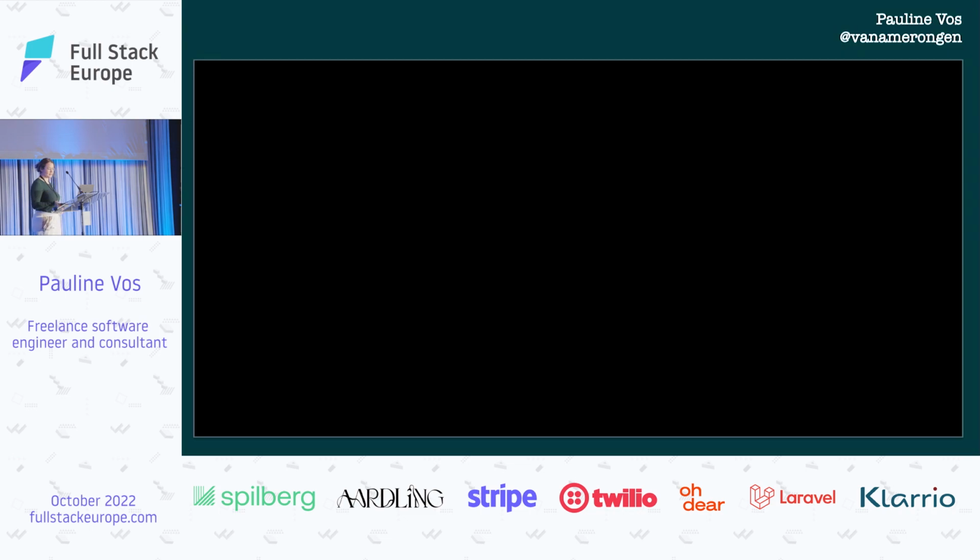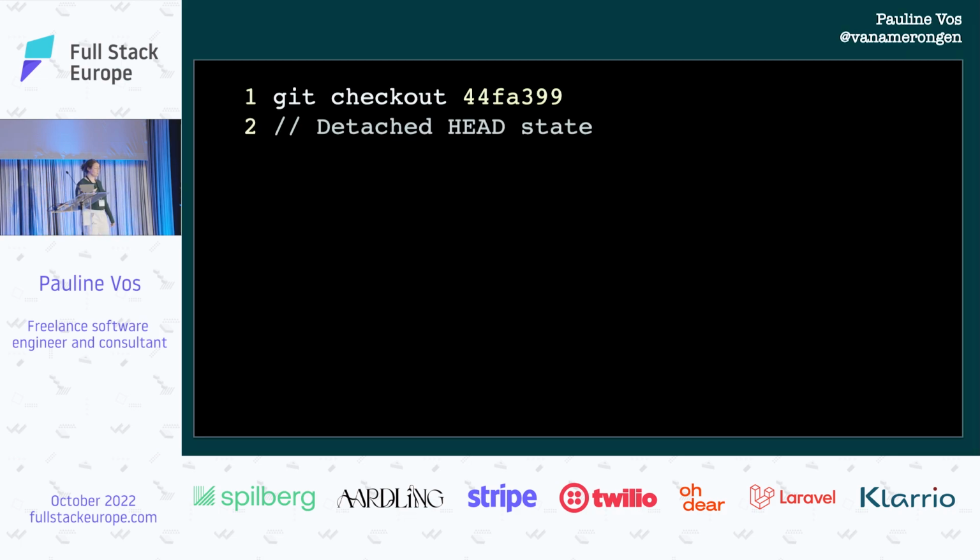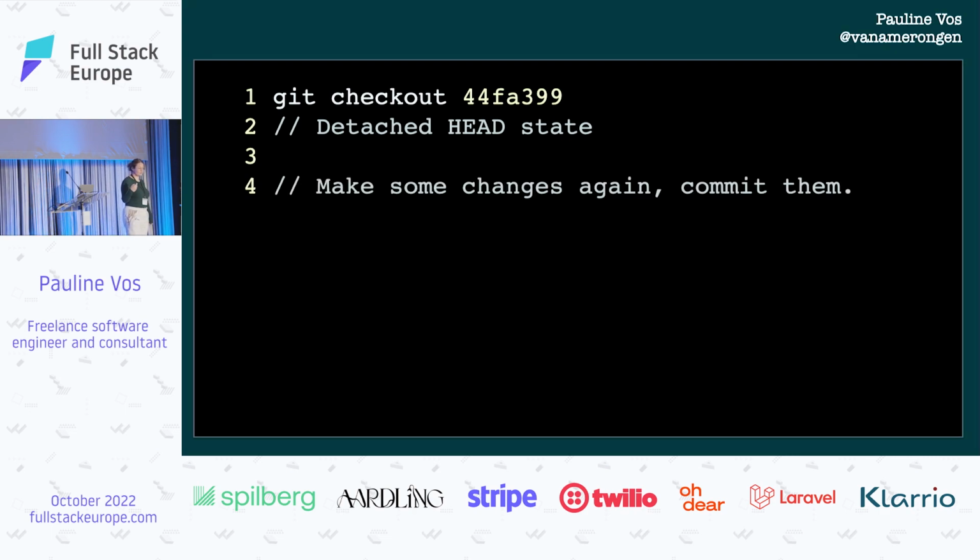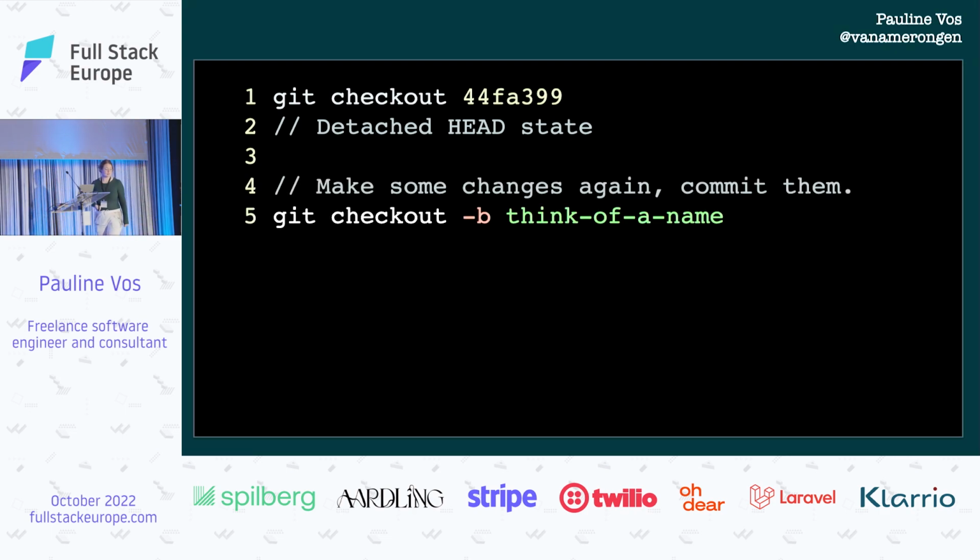So let's try that again. This time we're going to check out by commit ID. You can also check out by commit hash, which is kind of the longer version, right? So we're going to do the same. We're going to go back in time to a specific commit. We'll see that detached head state message. We're going to make some changes again and commit them. And then if you check out a fresh branch, any branch name, and you git log, you'll see that the last commit that you made is the top commit, because that's your head state.